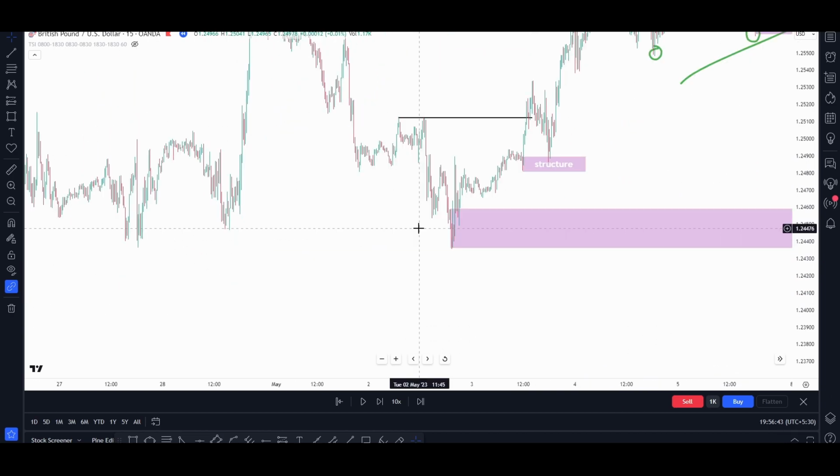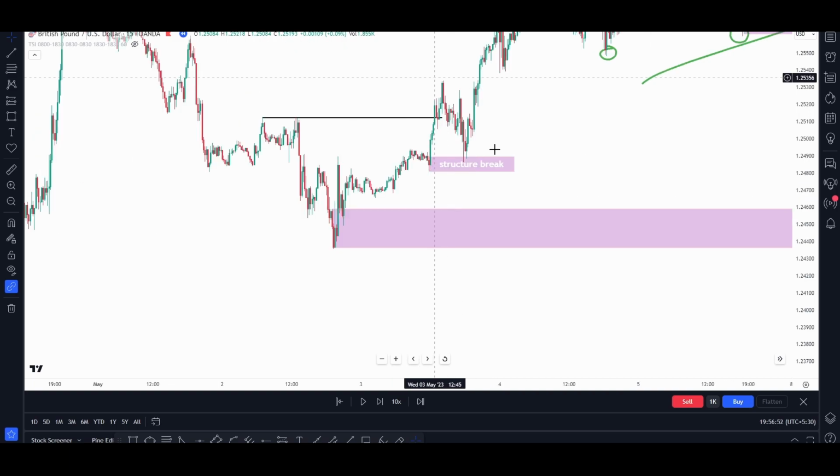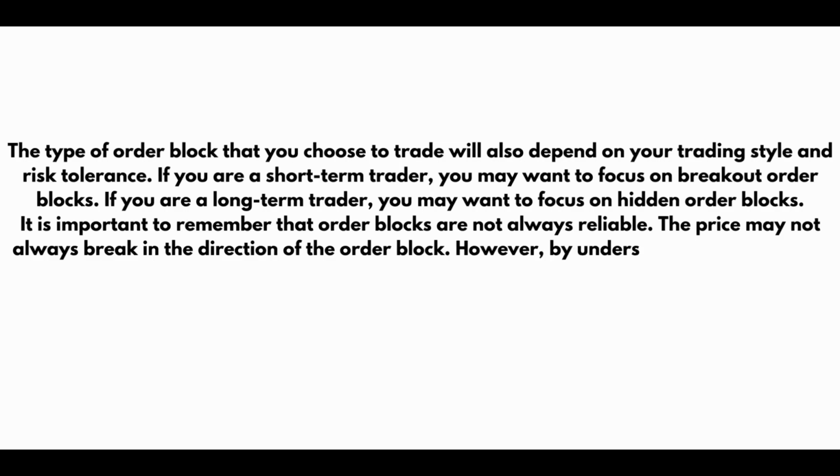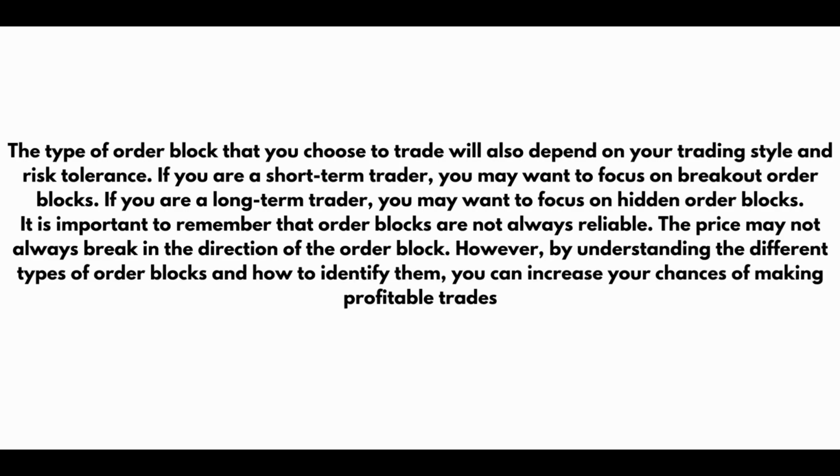For intraday, you can use structure break order blocks, and on higher time frame, price may react from origin order block in future. If price doesn't touch the origin order block, it doesn't mean that it will never touch in future. It is important to remember that order blocks are not always reliable. The price may not always break in the direction of the order block. However, by understanding the different types of order block and how to identify them, you can increase your chances of making profitable trades.